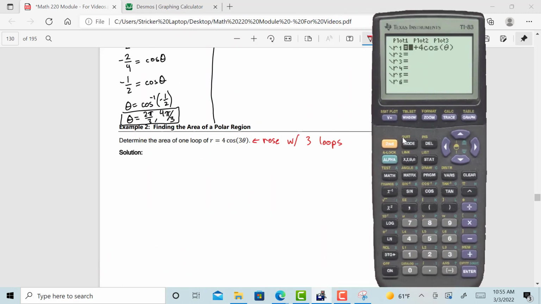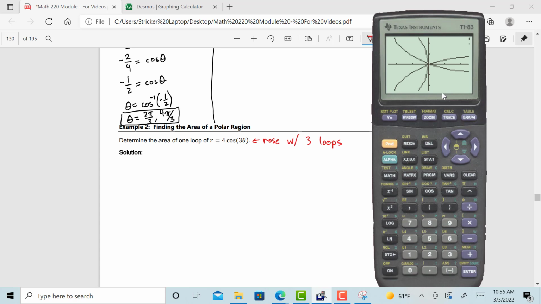So we can go back to y equals, clear this out, and we can go 4 times the cosine of 3 theta. And I'm going to go ahead and hit graph. And you can see, first of all, that we have some problems with our bounds. Remember, we changed them in the last one to different bounds. So let's just go 0 to 2 pi. Let's see what that does. 0 to 2 pi. And hit graph.